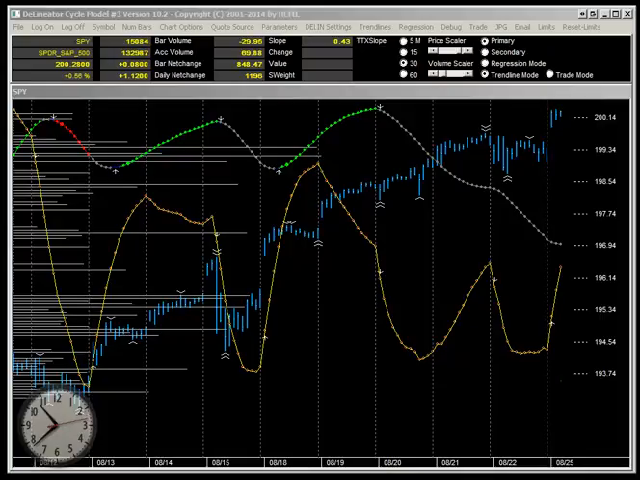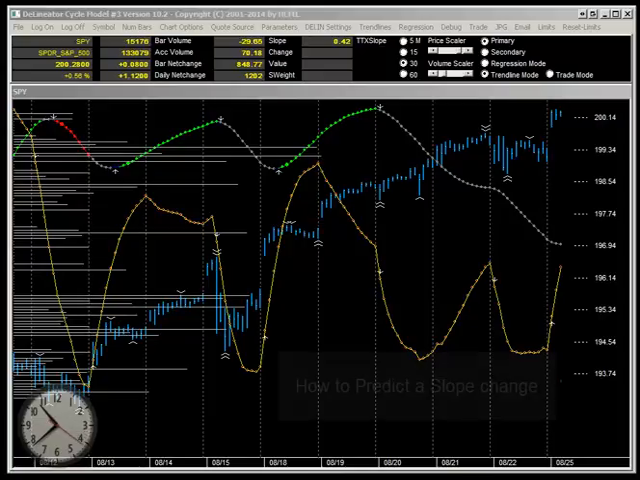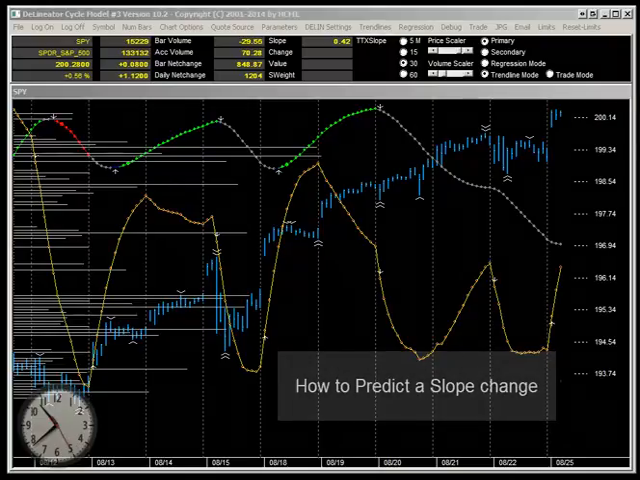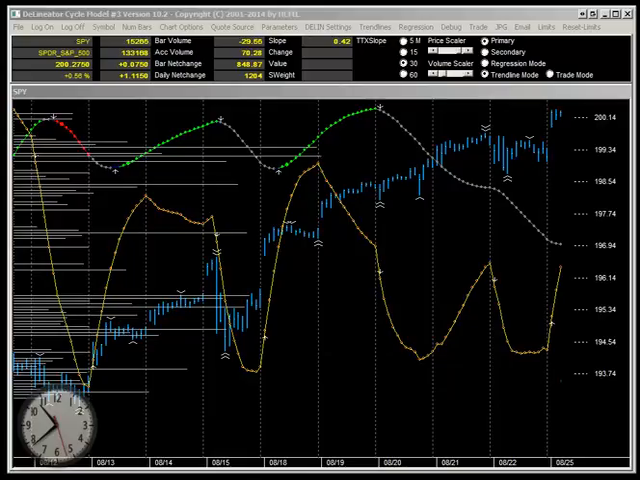Well, here we are back again with another tutorial. One of the most important things, if not the most important thing to learn when using the delineator is how to predict a slope change. Knowing when a slope change can and cannot occur is very important.